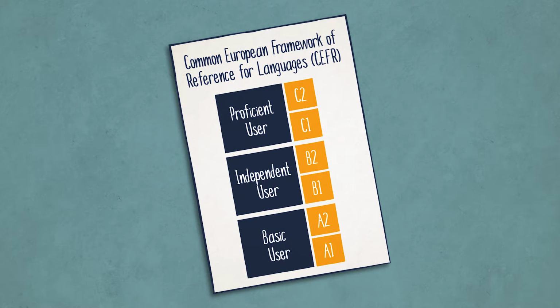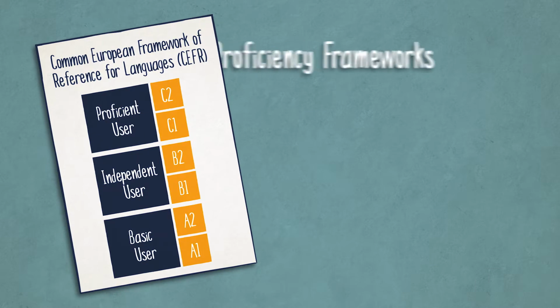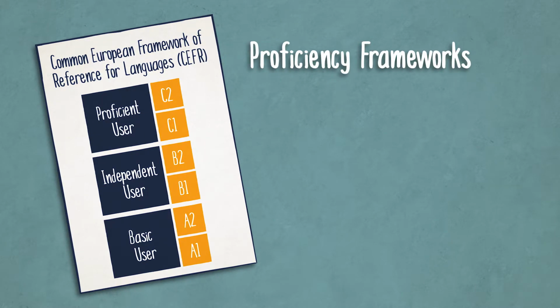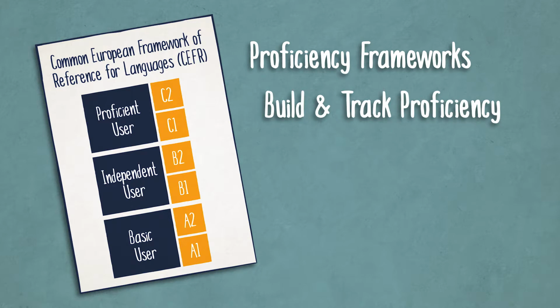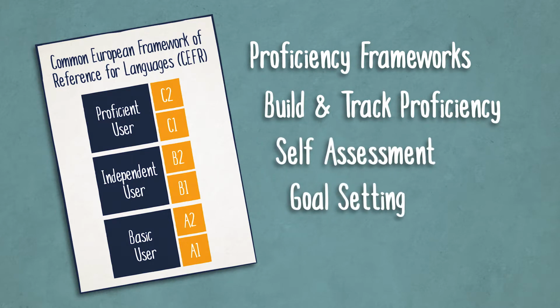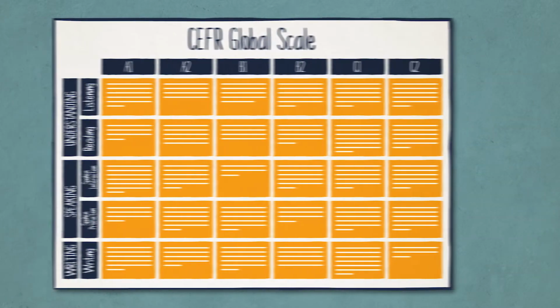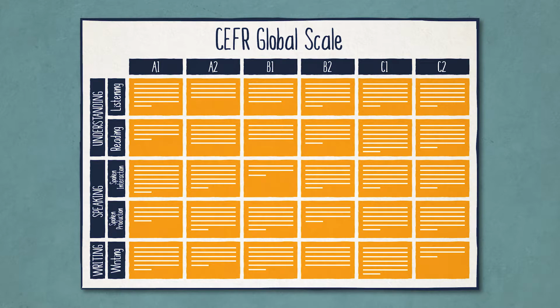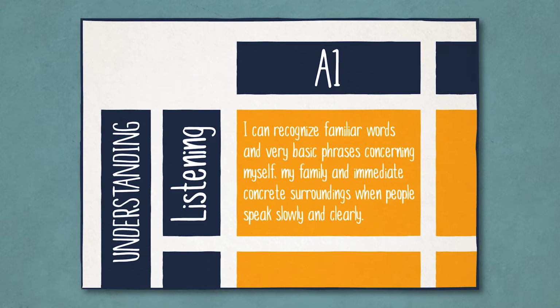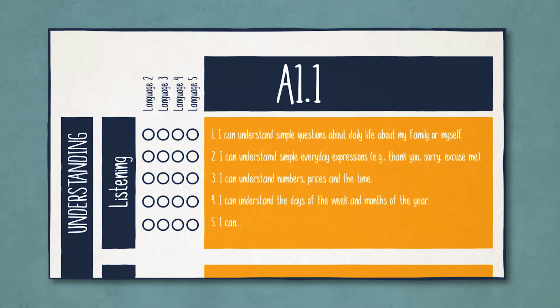Proficiency frameworks, like the Common European Framework of Reference, commonly called the CEFR, and the accompanying language portfolio can help teachers and students build and track proficiency through self-assessment, goal setting, and reflection. The CEFR includes both a global scale and can-do descriptors. The global scale describes observable language behaviors in real-world contexts. The can-do descriptors allow learners to self-reflect and self-assess, collecting evidence in their portfolios over time.